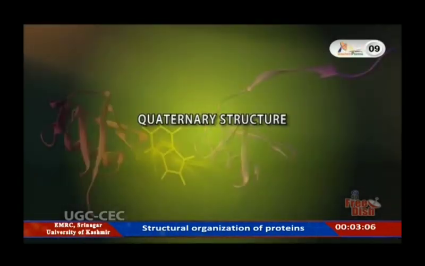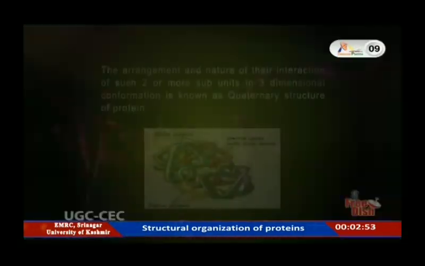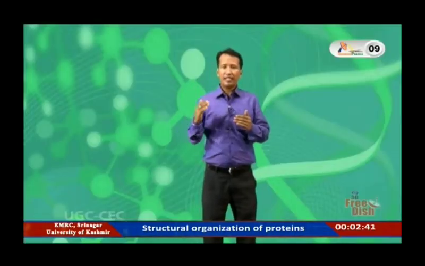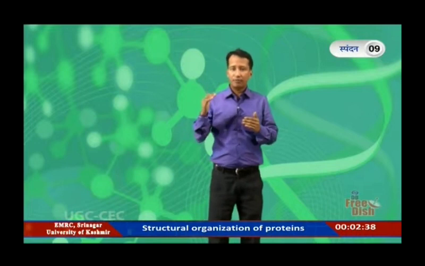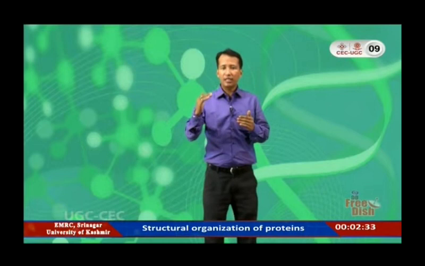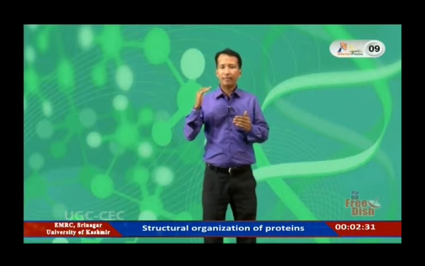Now the quaternary structure of protein, the 4th level of protein structure. Many proteins contain 2 or more separate polypeptide chains, and each polypeptide chain is called a subunit. The arrangement and the nature of the interaction of such 2 or more subunits in 3-dimensional conformation is known as the quaternary structure of protein. A protein with only one chain has no quaternary structure. Therefore, quaternary structure deals only with proteins which have more than one polypeptide chain.